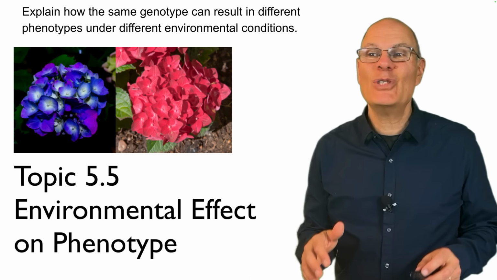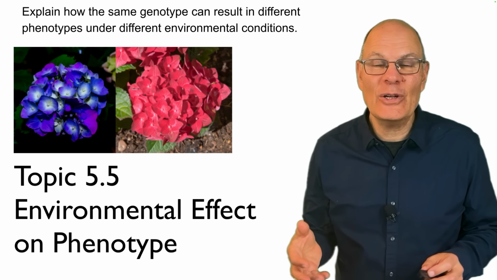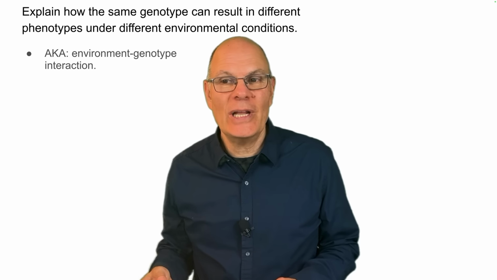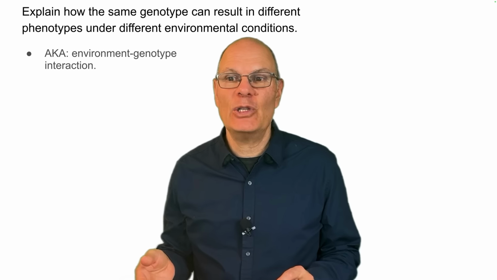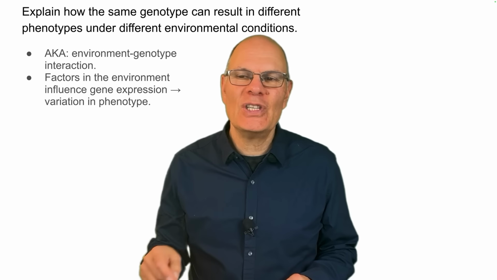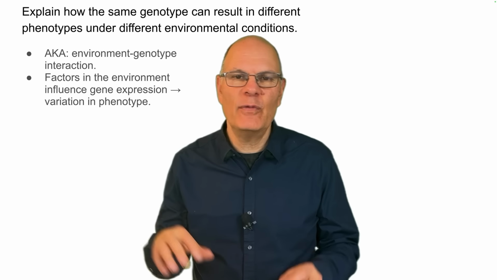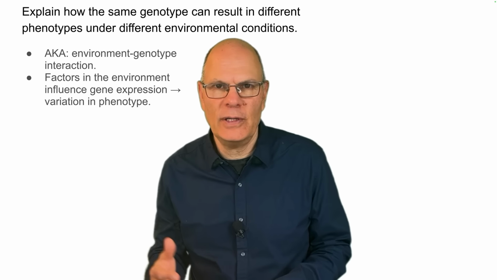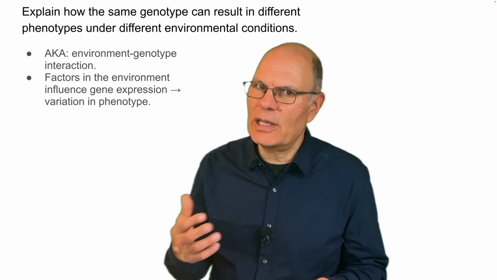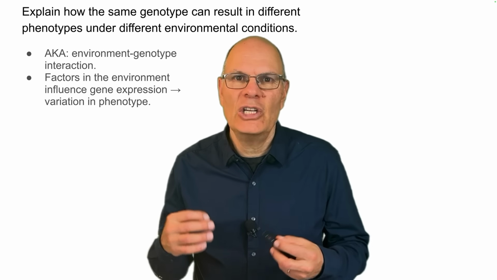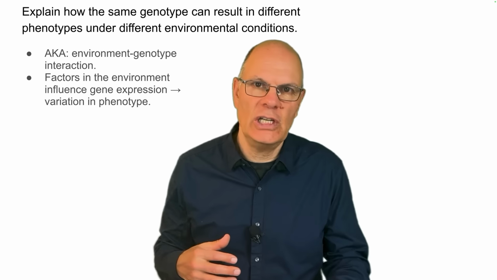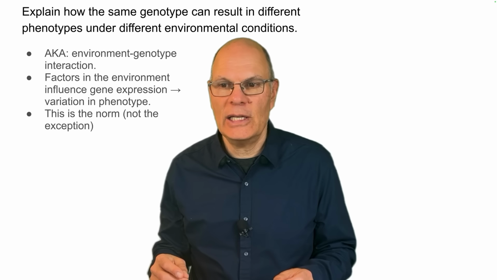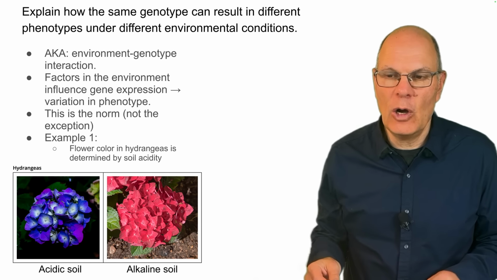Explain how the same genotype can result in different phenotypes under different environmental conditions. This is also known as an environment-genotype interaction. And what happens is that factors in the environment influence gene expression, and that leads to variation in the subsequent phenotype. And basically what it's saying is something that's fairly well known, that genes don't determine everything. Genes interact with the environment. And note that this is the norm, not the exception. Here are 2 examples to know about.